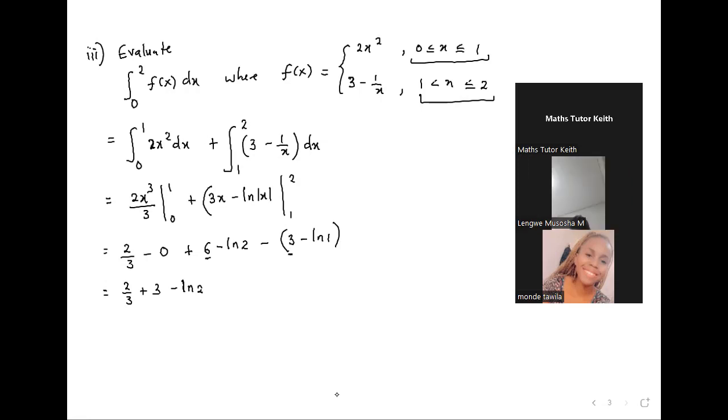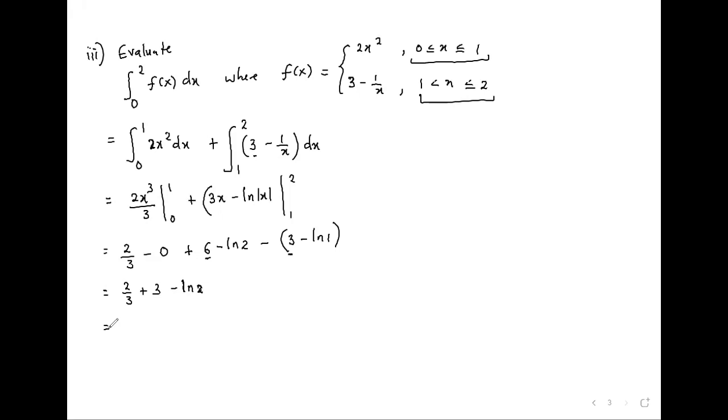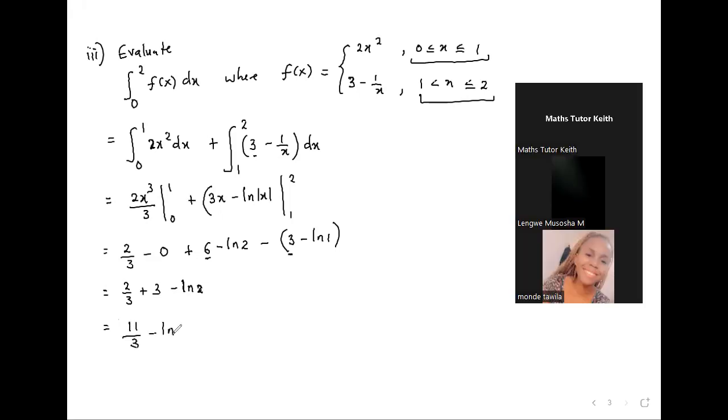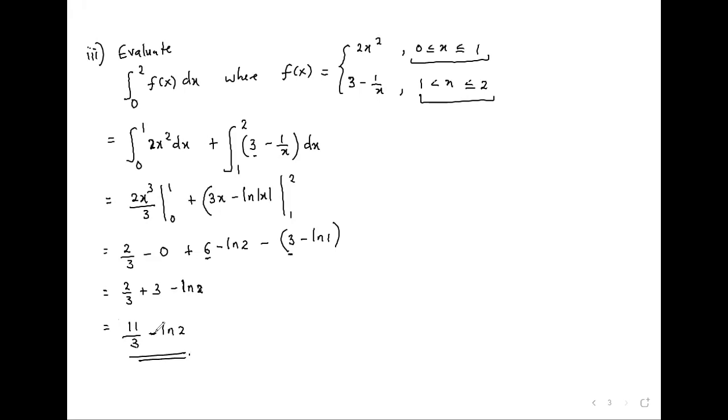Where is 3x coming from? We're integrating 3. When you integrate 3, you get 3x. So here we get 3 common denominator. So we've got 2 plus 9, that's 11, over 3 minus ln 2. That's an integral of the function. Very nice question.